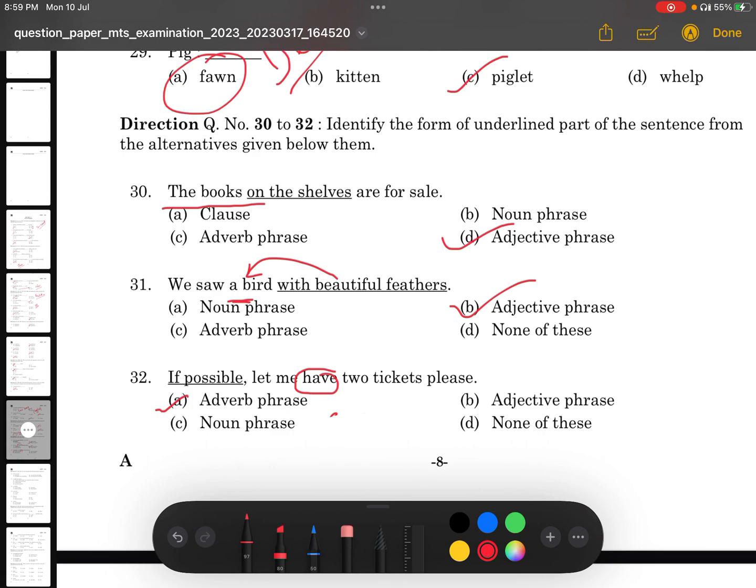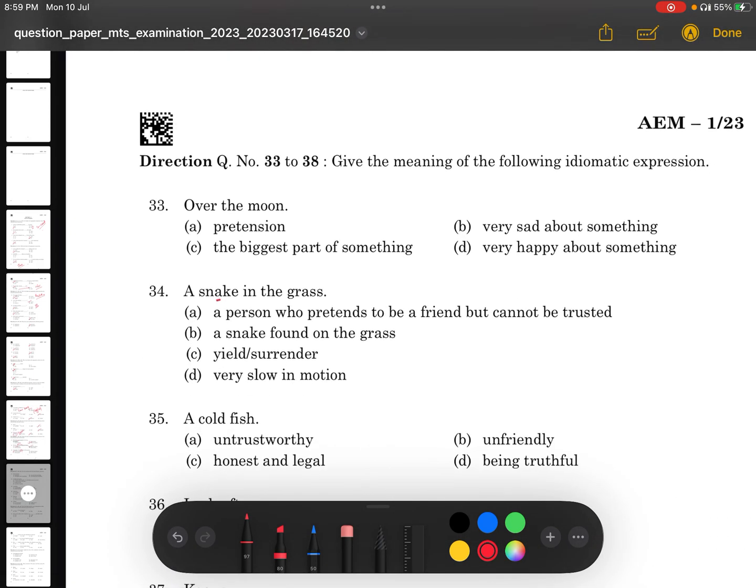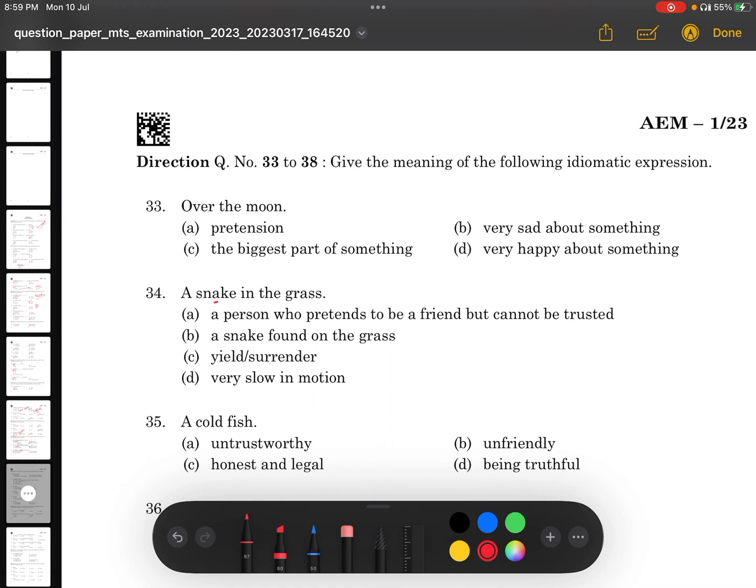So next question, let's see that. Give the meaning of the following idiomatic expressions. There are some idioms given here and you have to find out their meanings. Very easy idioms are given, which are generally used in our day-to-day conversation. The first is over the moon. You know that when you are absolutely happy about something, we call it over the moon. So, very happy about something.